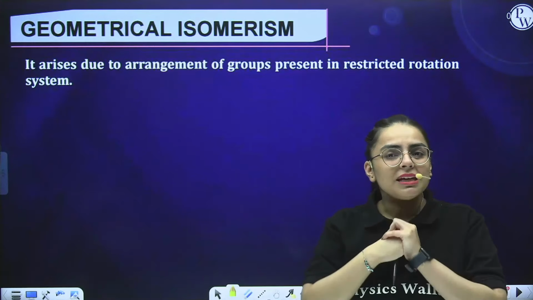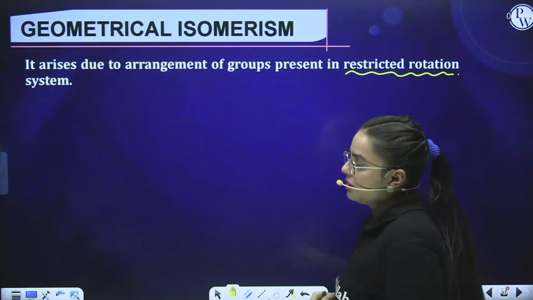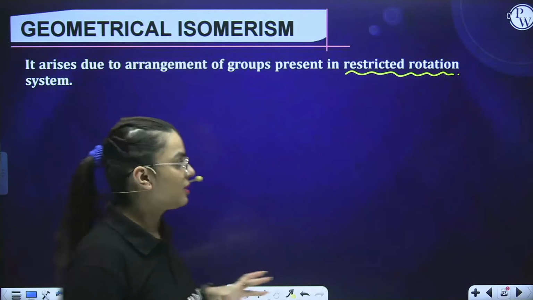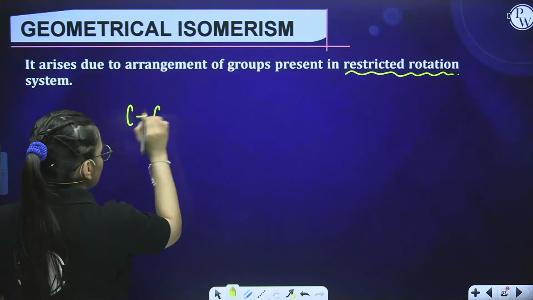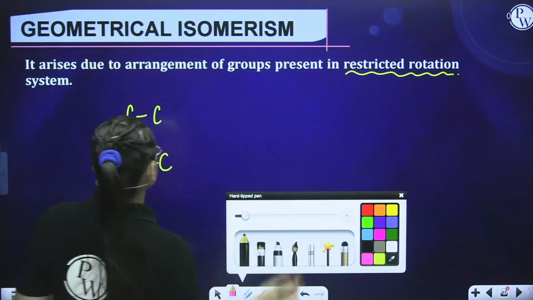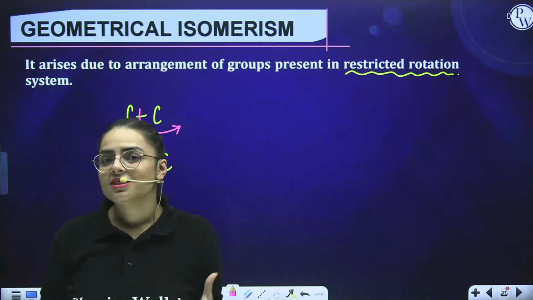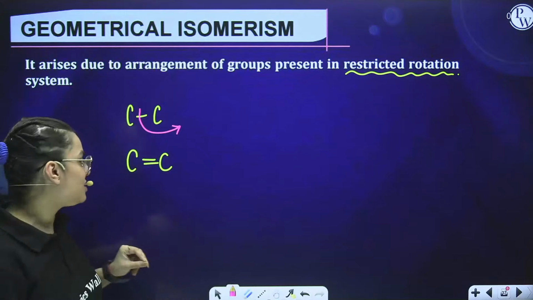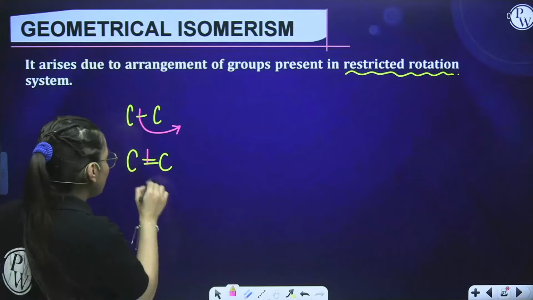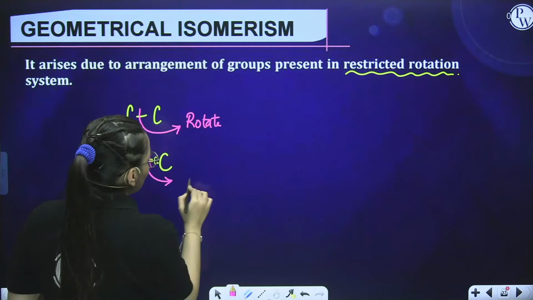What do I mean by restricted rotation? It is an important thing for you to understand. See, if I say a carbon-carbon single bond is present, and if I say a carbon-carbon double bond is present, and I say kindly rotate the system, you can easily rotate over the single bond. Through the single bond, rotation is quite simple, but with the help of a double bond, students, it is quite tough because bonds break. Here it can rotate, but here it can't rotate.